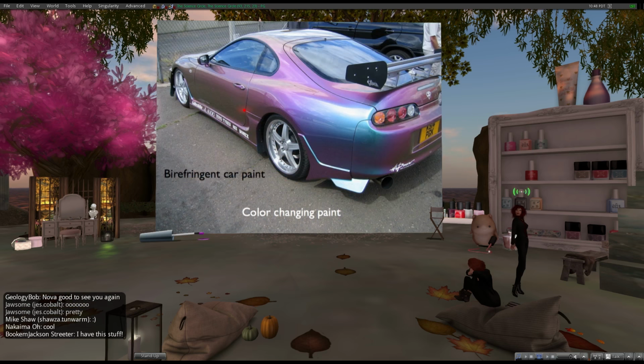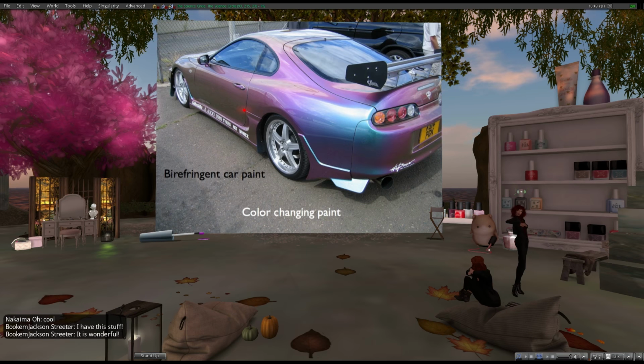And of course, going back, no sooner had chemists discovered this wonderful color-changing material, which I'll tell you about in a minute, than it was used for car paint. And so this car changes color as it drives past you.